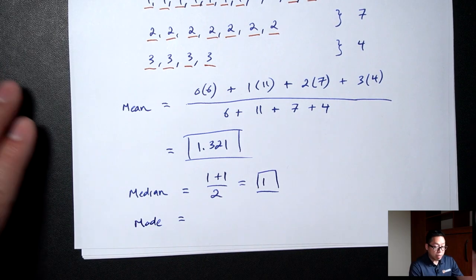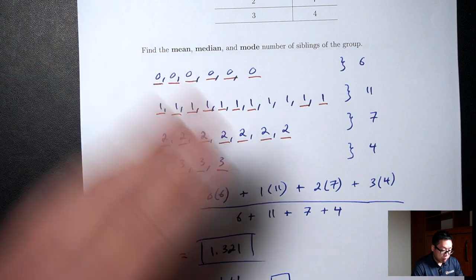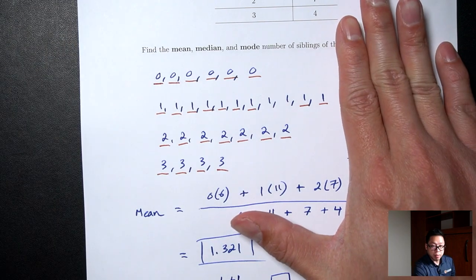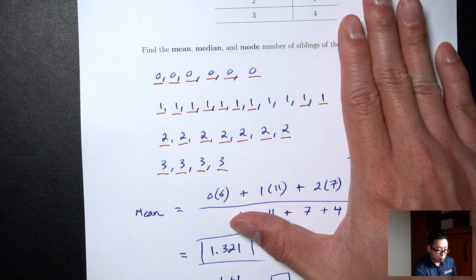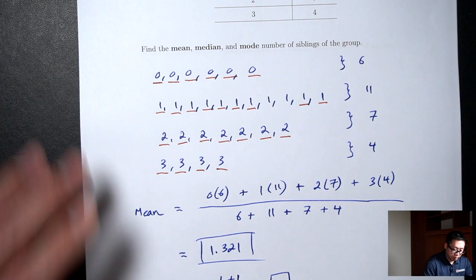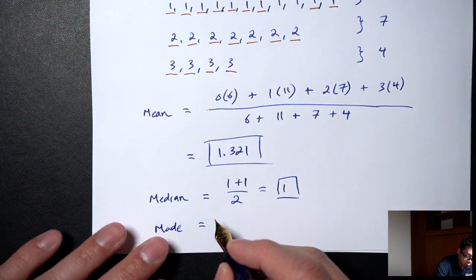Finally, the mode. The mode is the number that occurs most frequently. If I look at my data, the number that occurs most frequently is the ones, right? The ones occur 11 times. So my mode is 1.